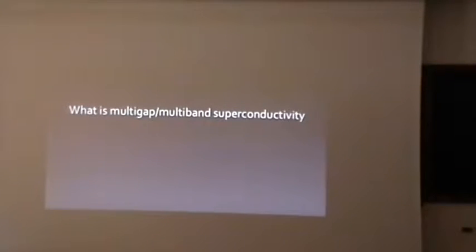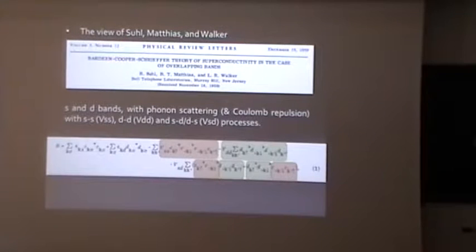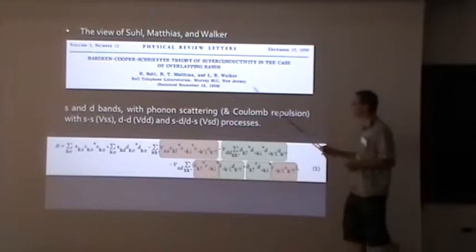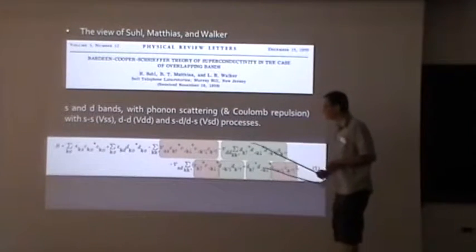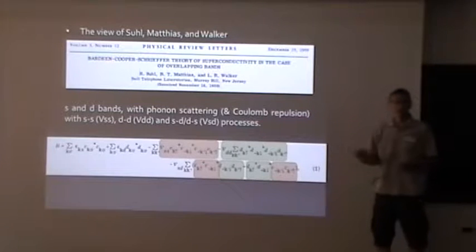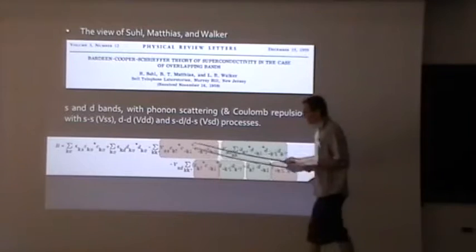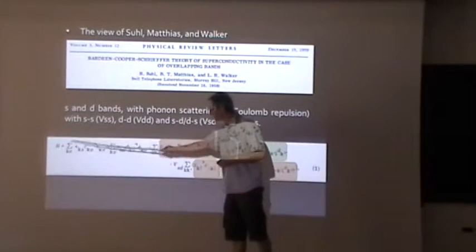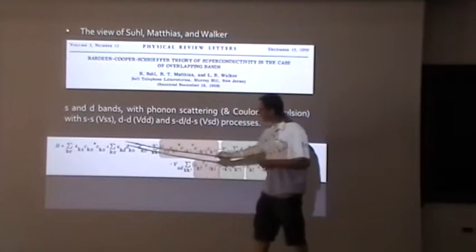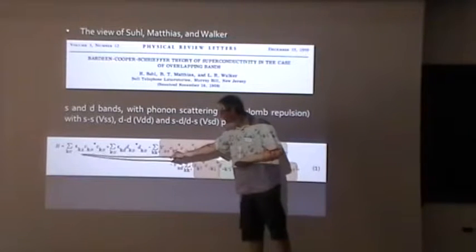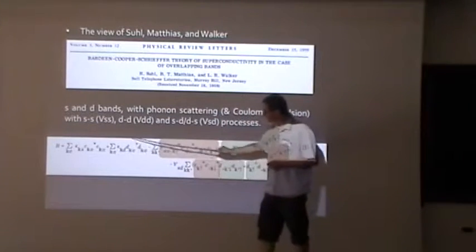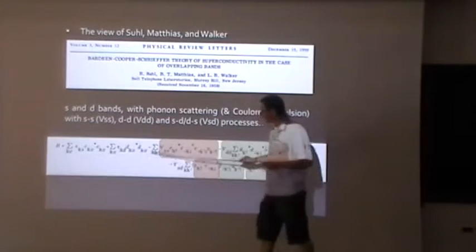So, what is multigap superconductivity? The best, I think, is to start with the view of Suhl, Matthias and Walker in 1959. They had a very simple Hamiltonian. So it's just an extension of the BCS Hamiltonian. You have the kinetic energy of the electrons, as usual. But what they do is that they have an S band and a D band. So kinetic energy for the S band, kinetic energy for the D band.